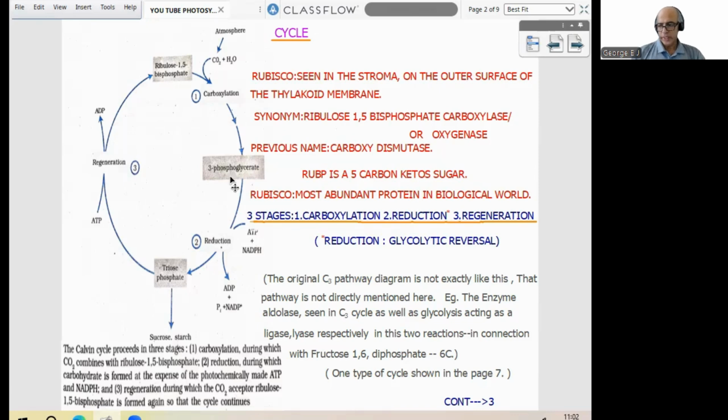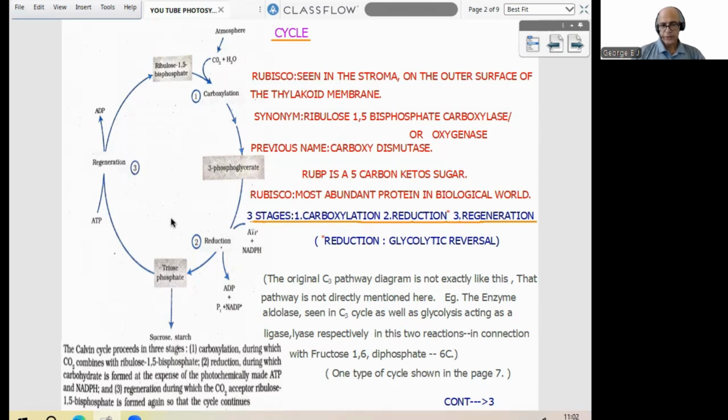I think that part is clear. Now the substrates. One is carbon dioxide, a one-carbon compound. The second is RuBP, a 5-carbon keto sugar. And remember, rubisco is the most abundant protein in the biological world. Three stages are there, and those stages are given here. See, 1, 2, 3. That itself is a question.